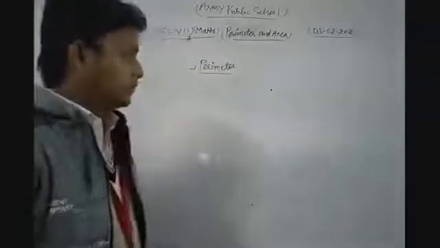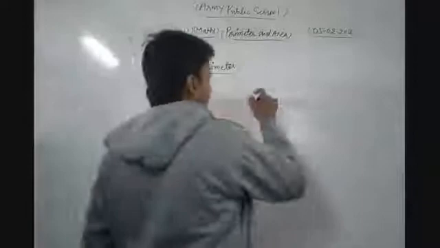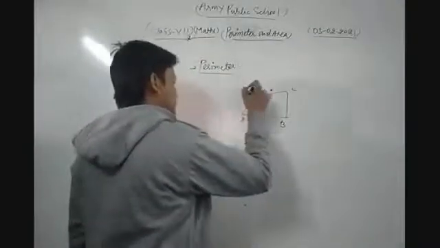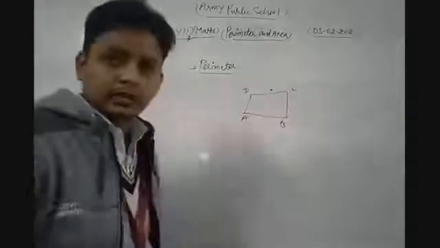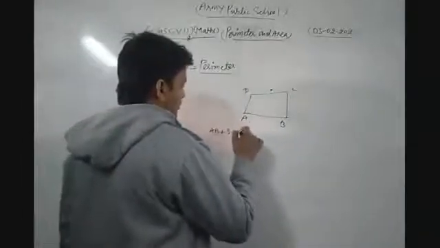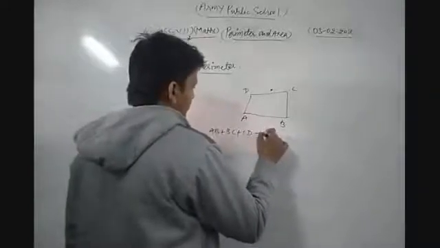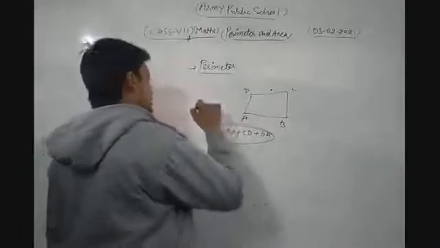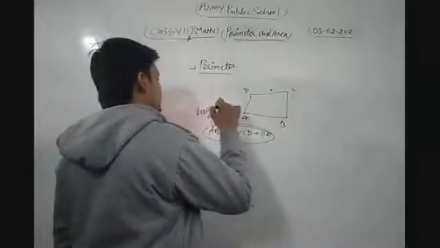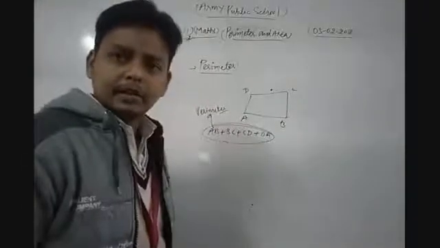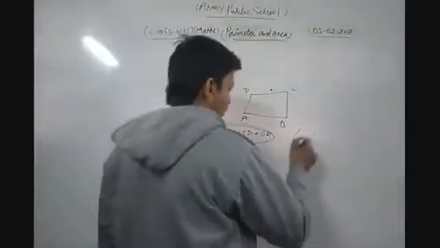Perimeter. Suppose ABCD is a quadrilateral, and in that quadrilateral the sum of all its sides, that is AB plus BC plus CD plus DA, is called its perimeter. It's called what? Perimeter. Same concept in a triangle also.